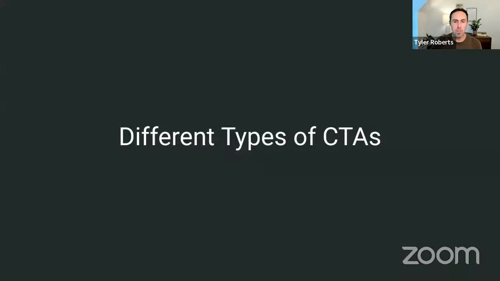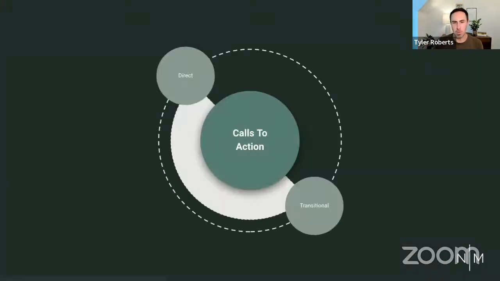There are two different types of CTAs. A lot of times we think about the direct CTA, which is going to be "call us today," or "fill out this form," or "chat with us here." We want that direct call to action where we are calling people to submit a form or pick up the phone and call us and have that direct interaction with our firm.